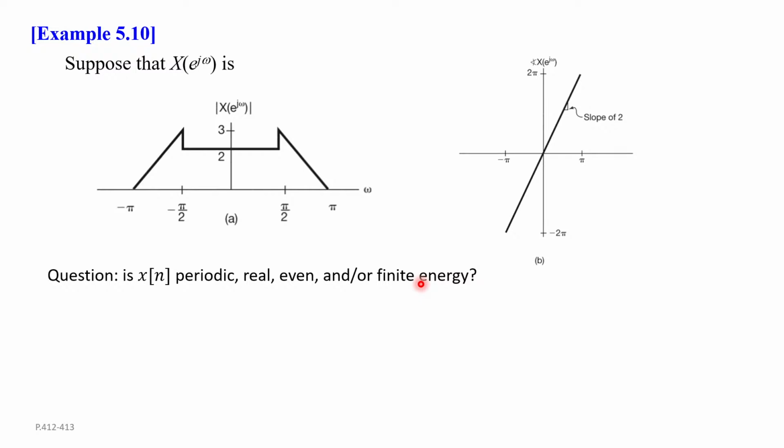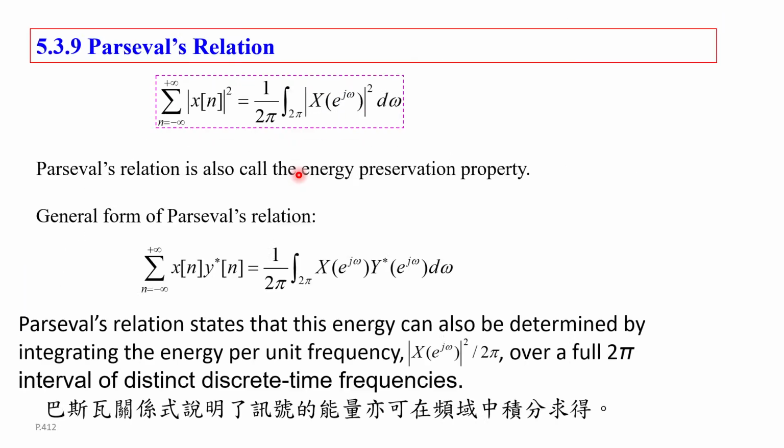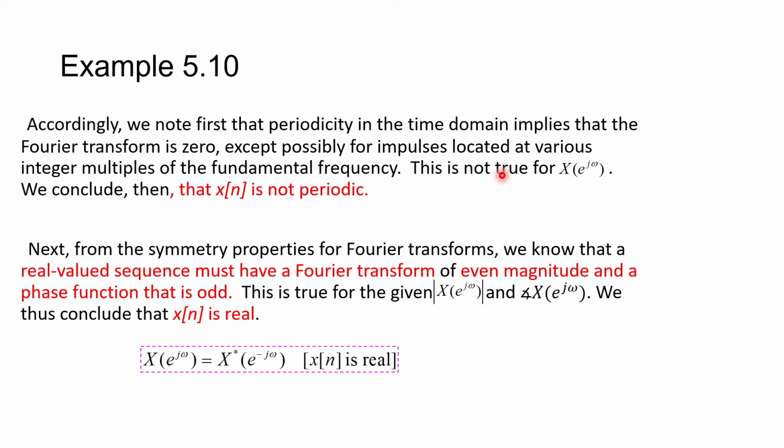Okay, now let's see the answer. First, is it periodic? It's not periodic. This is the thing we talked about at the beginning of the course. Remember, if it's periodic, then it should look like impulses, right? For a periodic function, its Fourier transform will be a whole bunch of delta functions placed periodically, right? And obviously there is no delta function here, so this is not periodic. And if it's real, it is actually real.